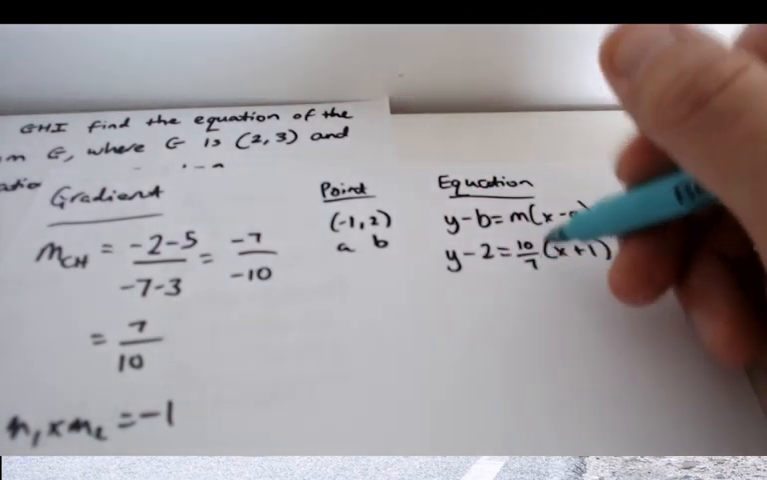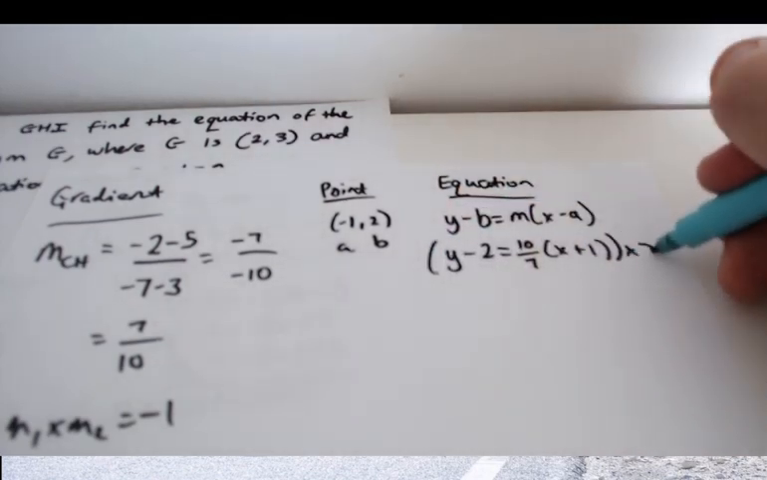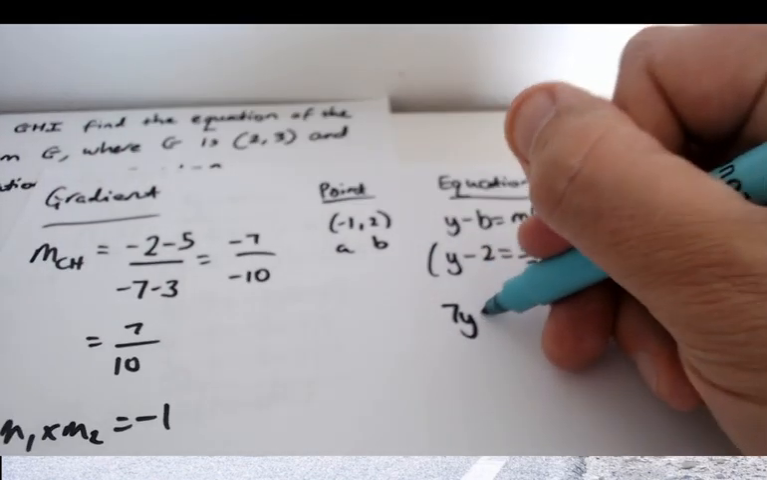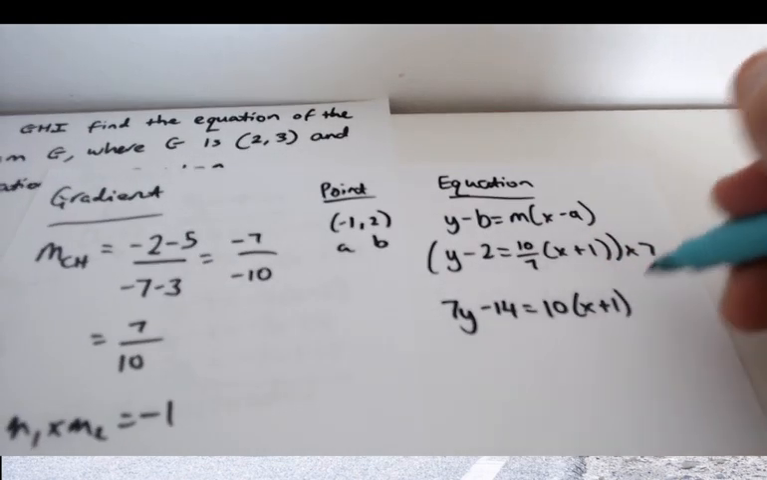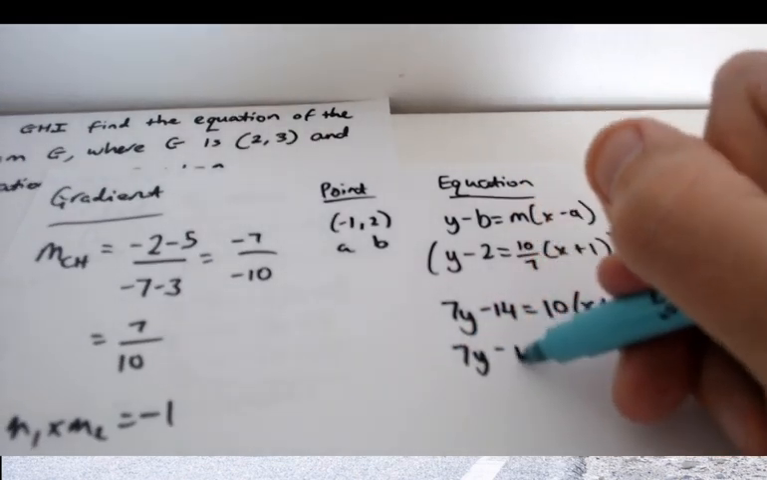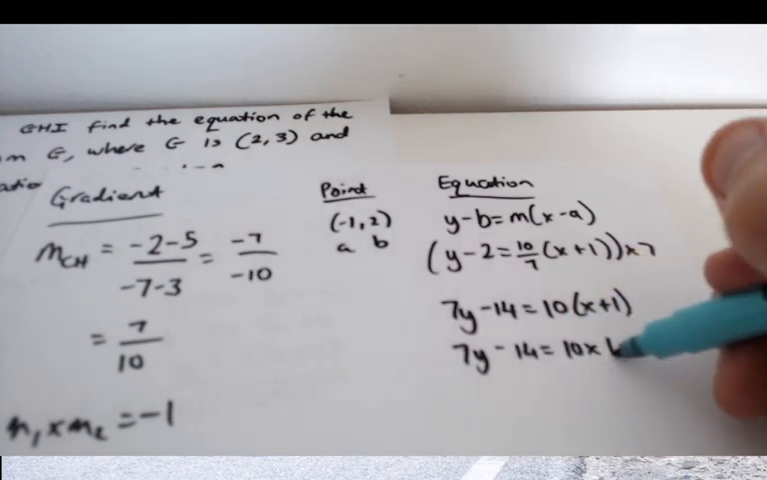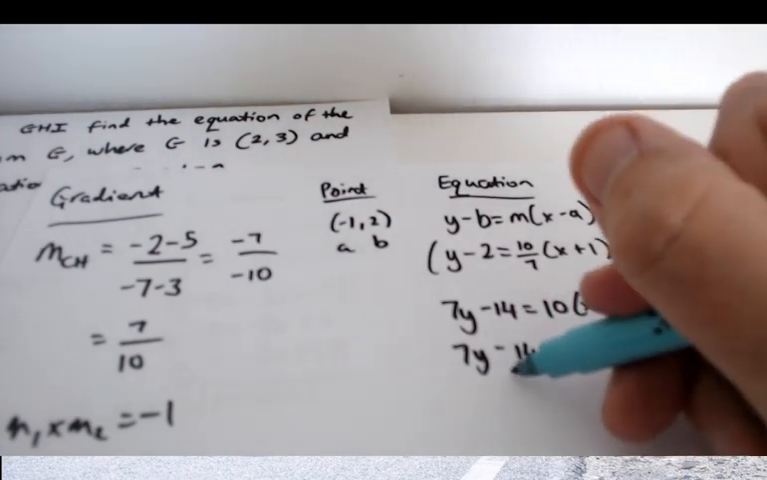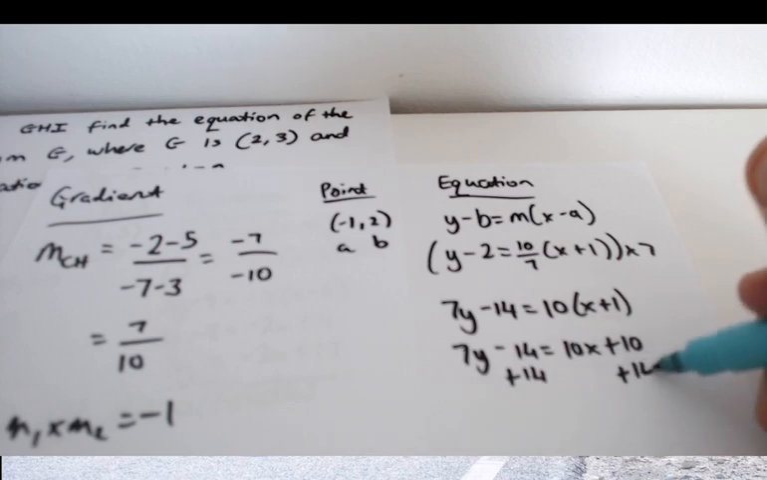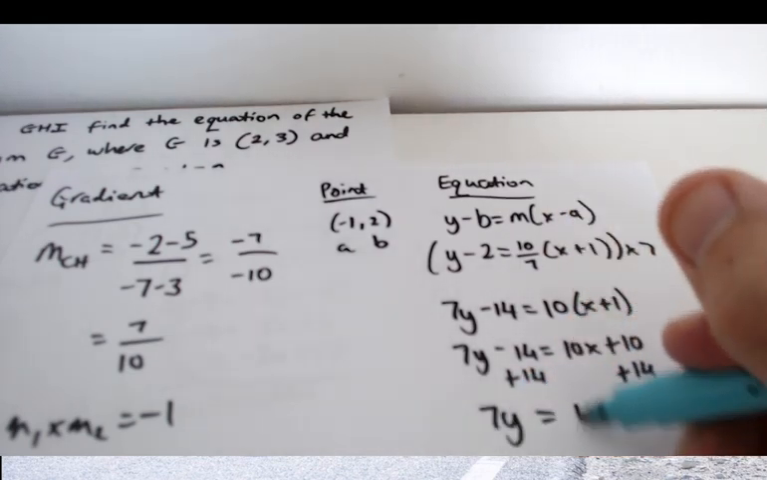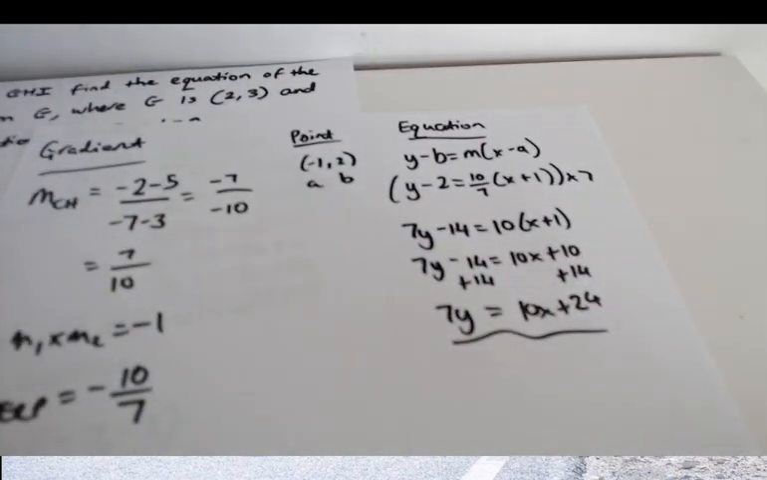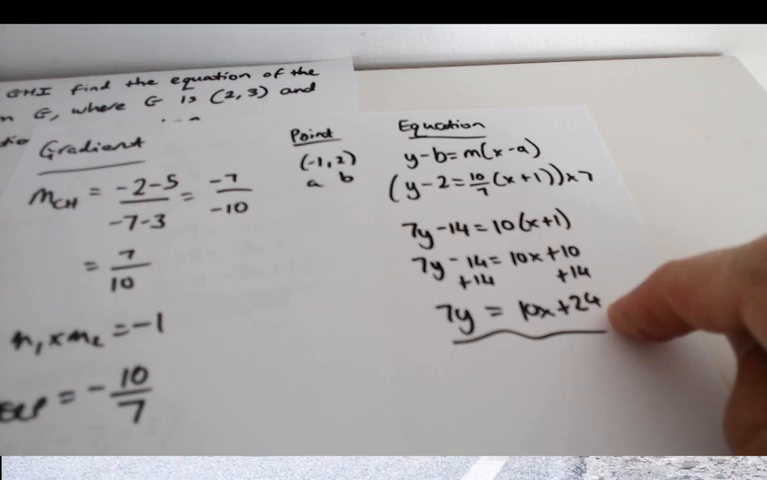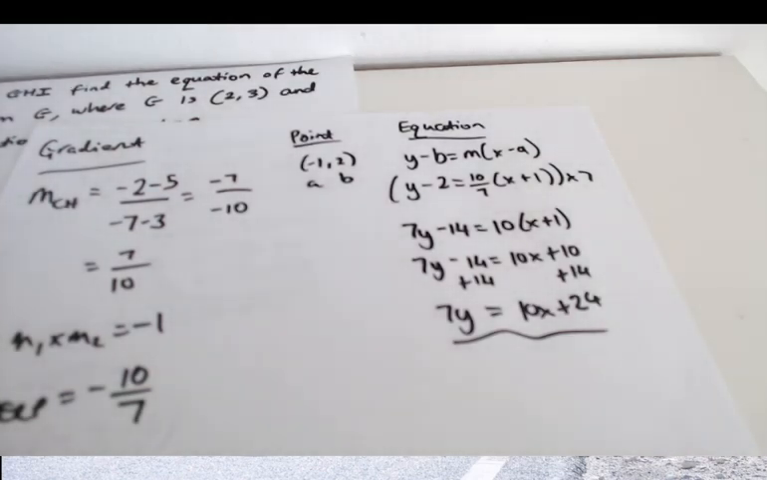Right, remove the fraction, multiply through by 7. That will give me 7y take away 14 will equal, the 7's will cancel, leaving the -10. Multiply out my bracket. -10x minus 10. Add 14 to both sides. 7y equals -10x add 4. So the altitude from F is 7y equals -10x add 4. One more to go, you little beauty.